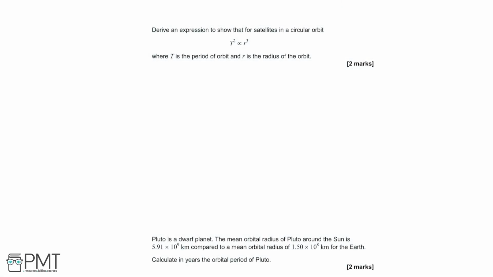This question is about orbits. The question says, derive an expression to show that for satellites in a circular orbit, T squared is proportional to r cubed, where T is the period of orbit and r is the radius of the orbit. In order to do this question, we need to collect together a few facts about the orbit, specifically that satellites orbit under the gravitational force, and we are also told that the orbits are circular.